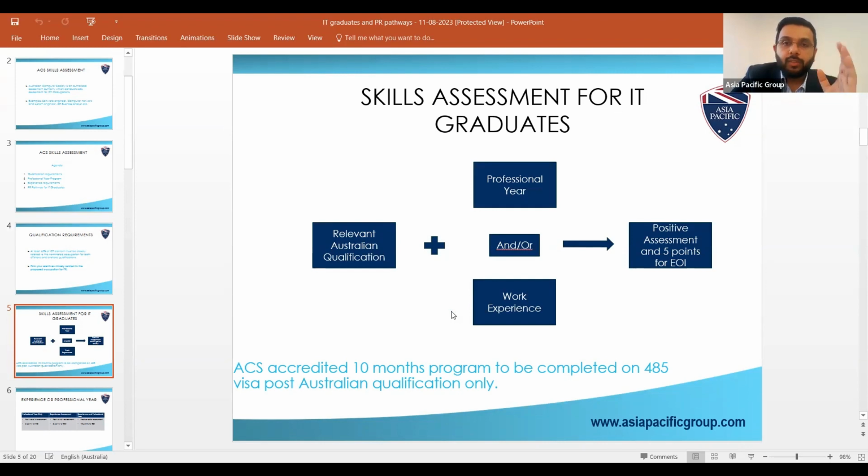So even if you have just a professional year, you still get the assessment and 5 points. Talking about the skill assessment, we can get professional year or experience and get the positive assessment and 5 points for the EOI, expression of interest. Okay, now professional year is obviously one of those things that a lot of people ask us: is it really needed? Is it really required? Or is it something you can skip?